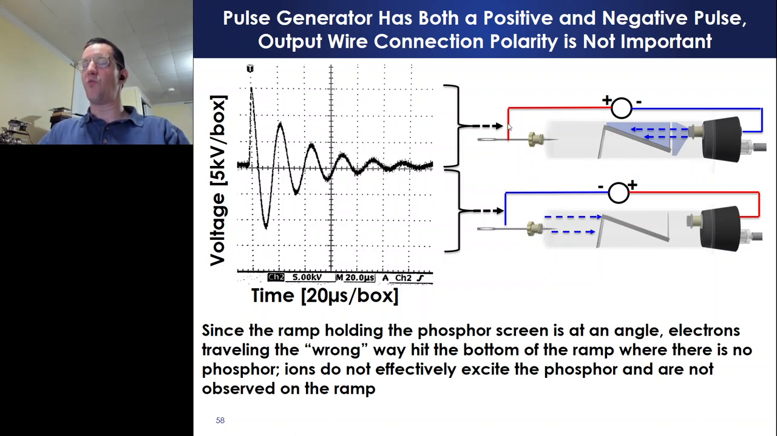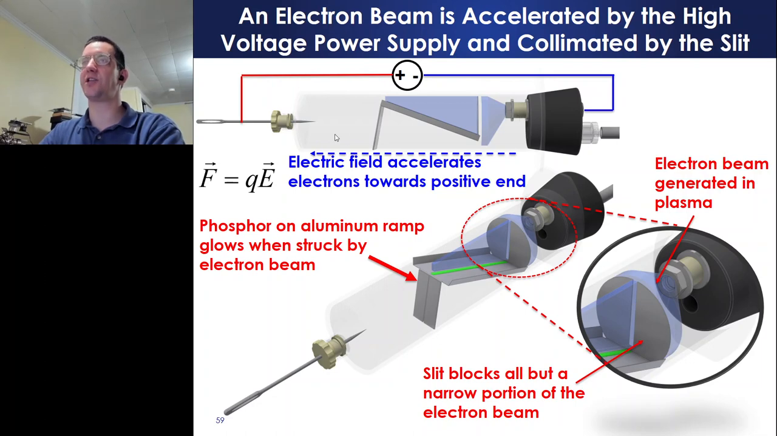The voltage will first swing one way, biasing the needle positive and the nut negative. In this case, electrons will be emitted from the nut and fall onto the surface of the phosphor screen. The generator will then swing to a negative polarity on the needle and a positive polarity on the nut. In this case, electrons will be emitted from the needle. However, they will be hitting the bottom side of the phosphor screen and will not be visible to the user. When a high-voltage pulse is applied to the Crookes tube, electrons experience a force, F equals QE, within the electric field between the nut and the needle.